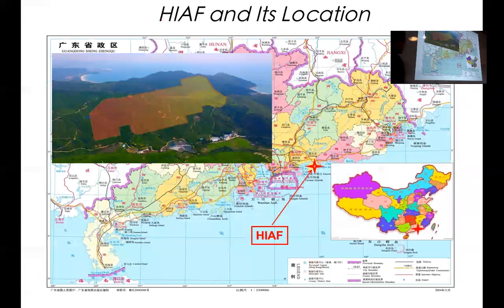The site has been chosen. This is China, just in this corner. It's in Guangdong province on the southeast coast. It's near Macau and Hong Kong. And if you look here, this is Taiwan. Here is Hong Kong. So it's also near the beach.